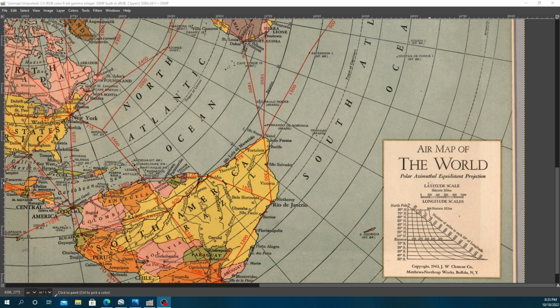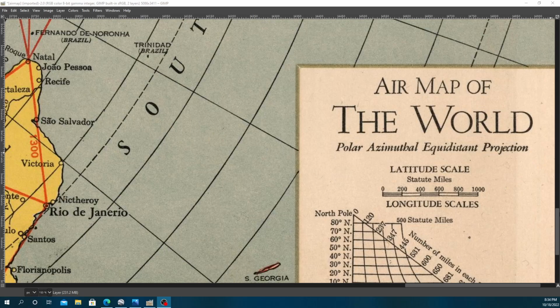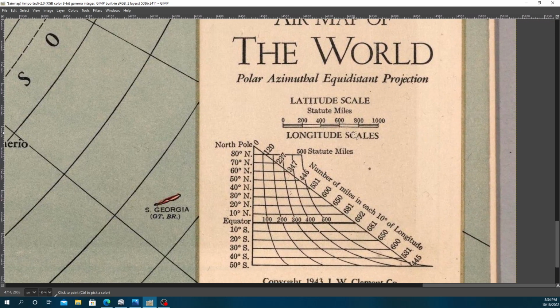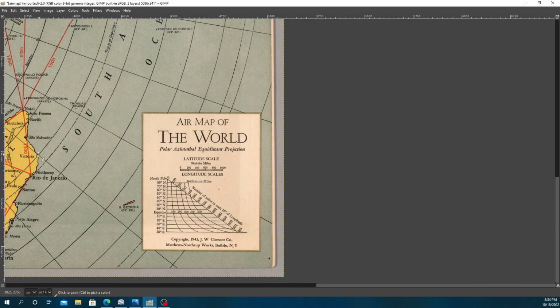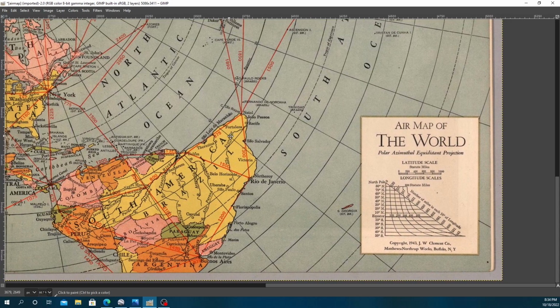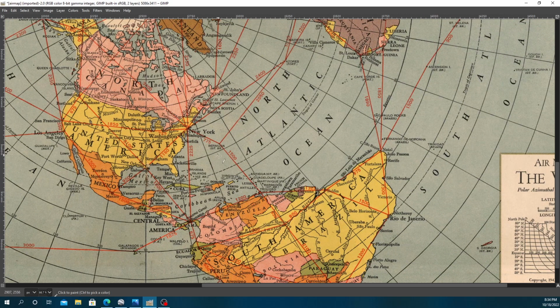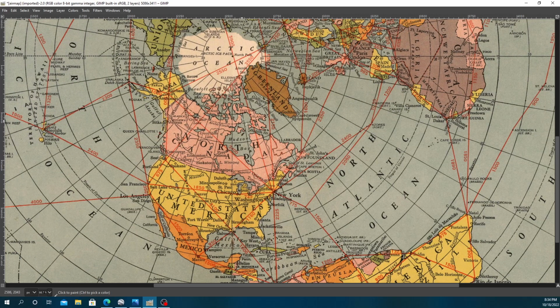It's got two scales. It has this latitude scale and it has a longitude scale, which is this funky thing down here. Latitude scale, it's pretty straightforward. This is 200 miles, 400 miles, 600 miles, 800 miles. You use that scale to measure along the lines of latitude, or actually along the longitudinal lines. You're measuring latitude along these meridians here.